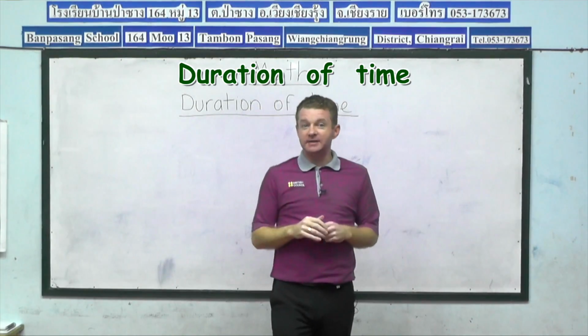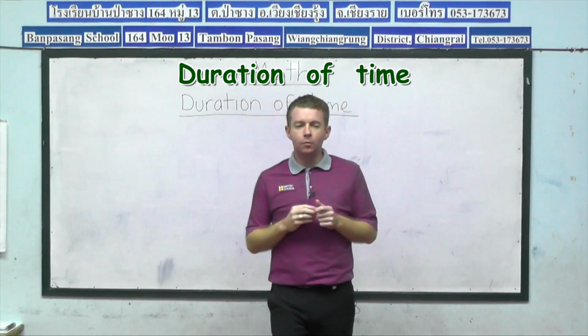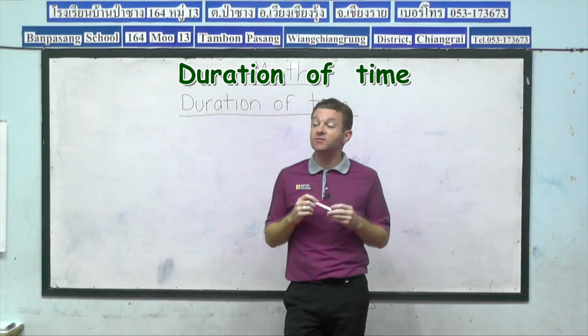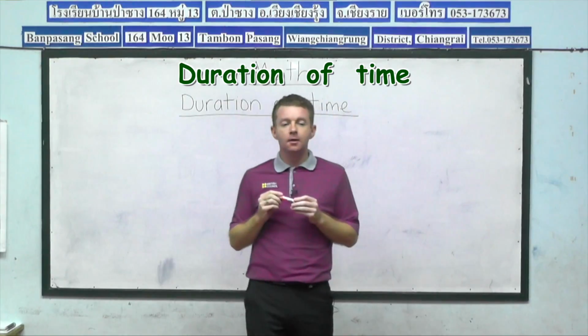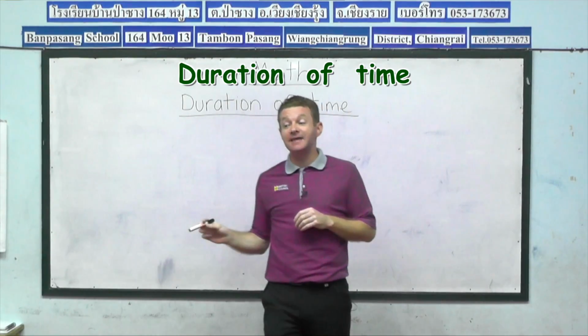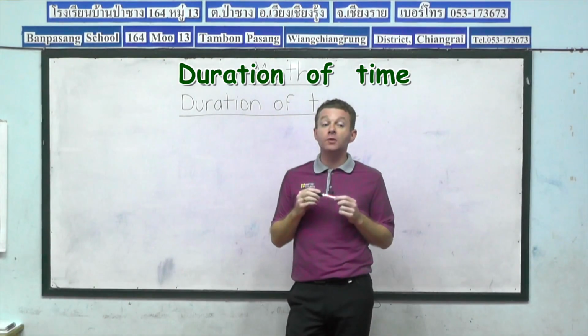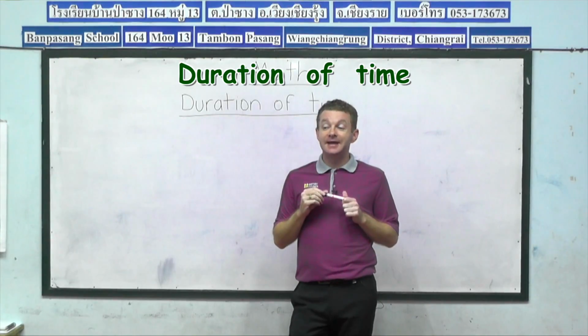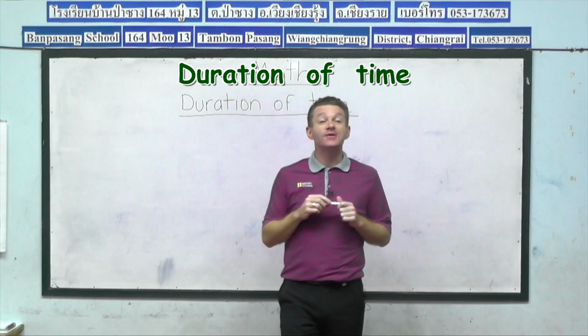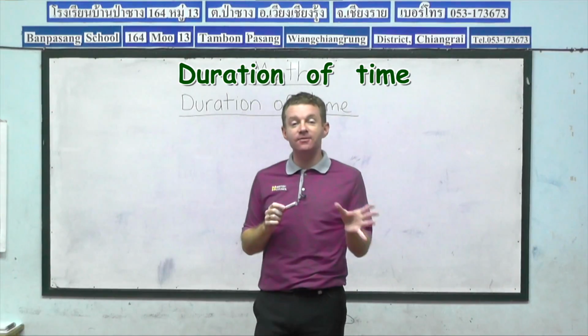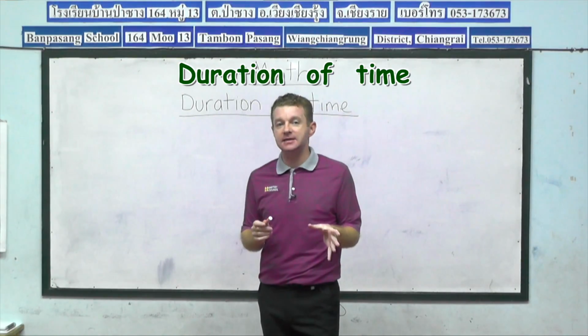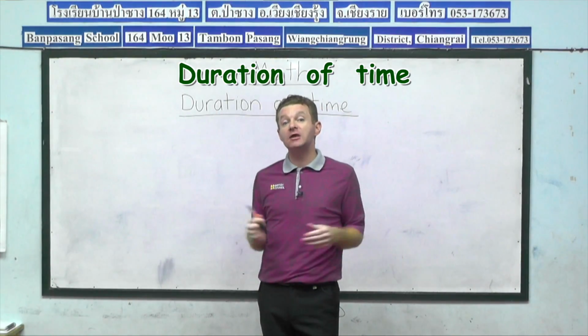And in our previous lesson, we didn't look at the clock. What did we look at about duration of time in our previous lesson? When we want to know about days and dates, we don't look at the clock. What do we look at? Calendar. Yes, remember, we looked at the calendar to find out about different days and how long the duration is.